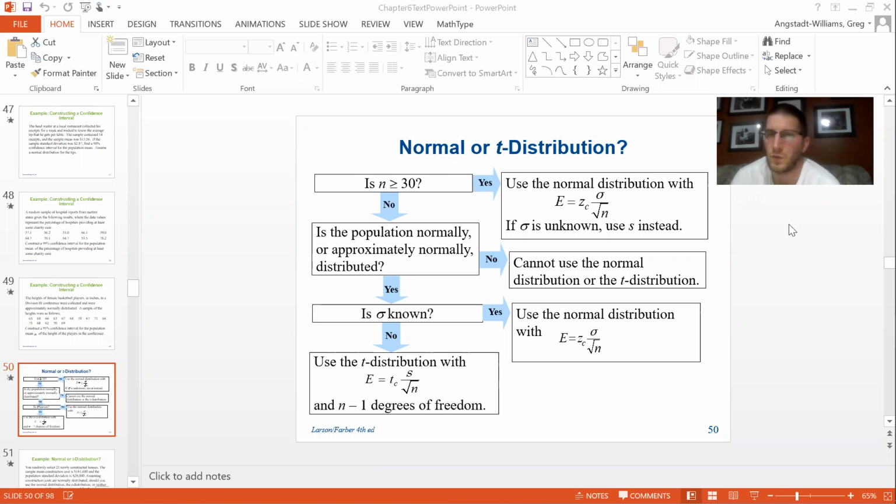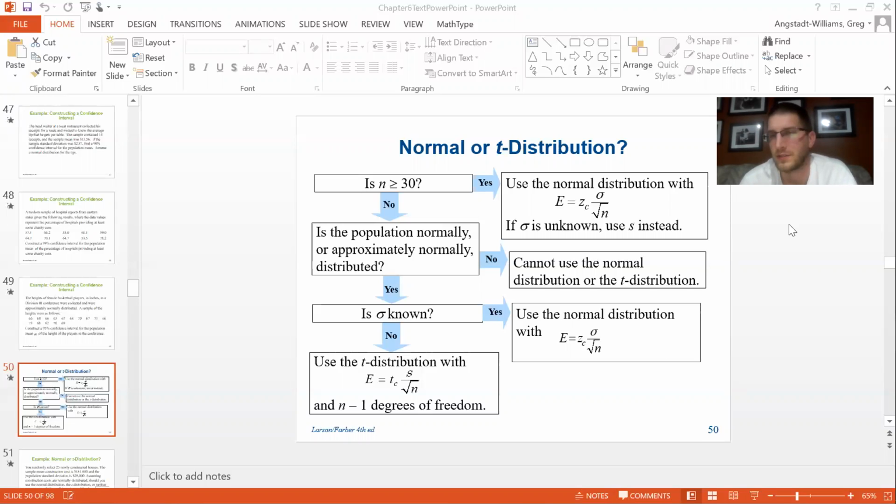Is the population normally or approximately normally distributed? So in this case, in the problem, somewhere in the directions, it would have to tell you that the distribution is normally or approximately normally distributed. If it's not, you can't use the T distribution or the normal distribution, so no Z or T. We're done with the knowledge that we have.